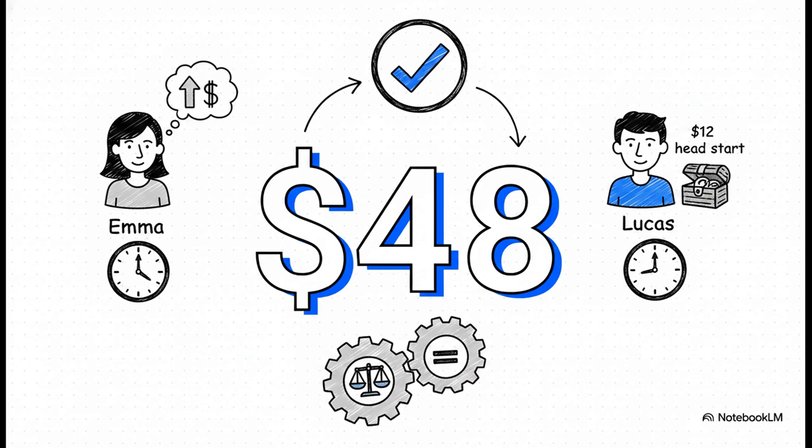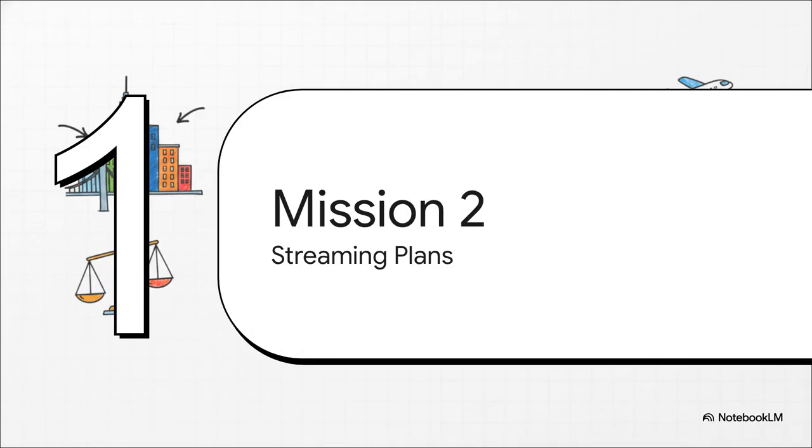But if they work more than 6 hours, Emma's higher hourly rate pulls her ahead. You see how that works? The math literally just made the decision for you. Moving on to mission 2, streaming plans.